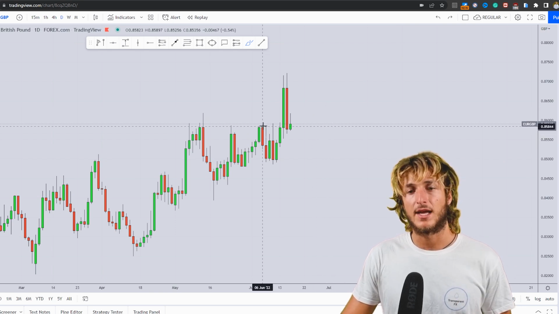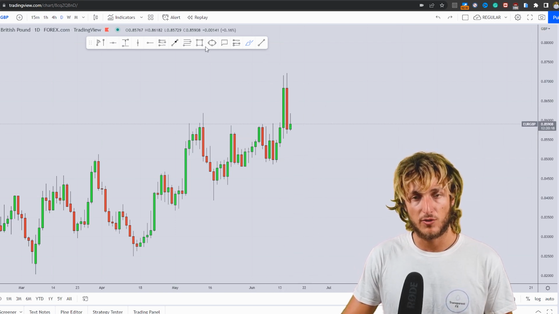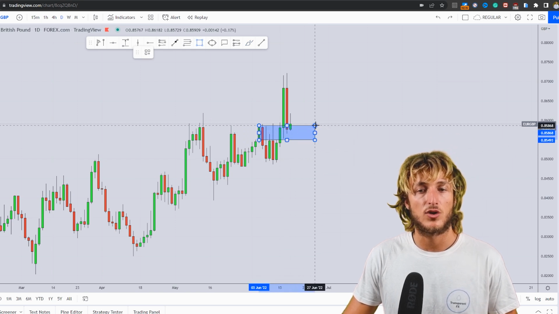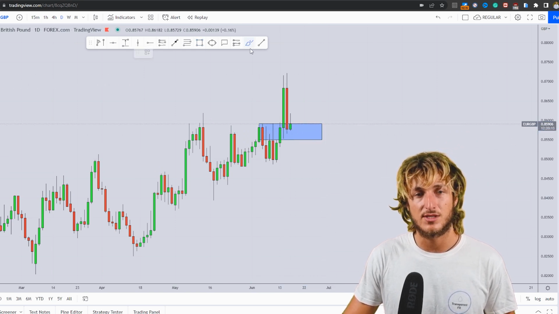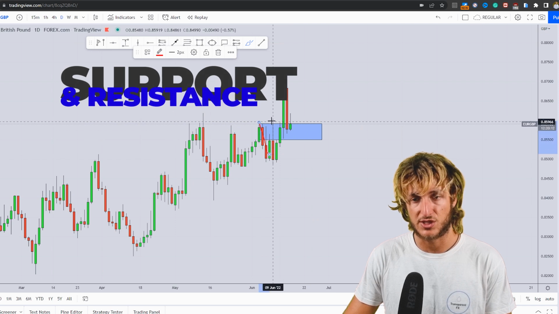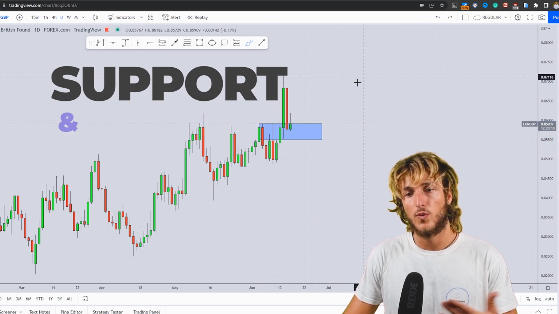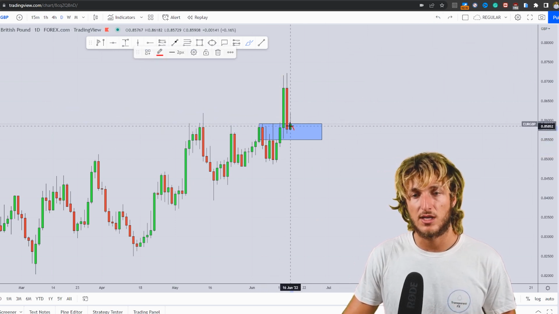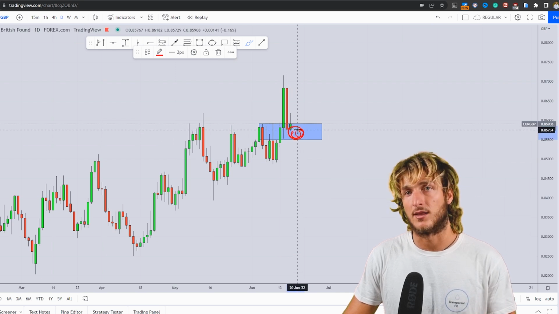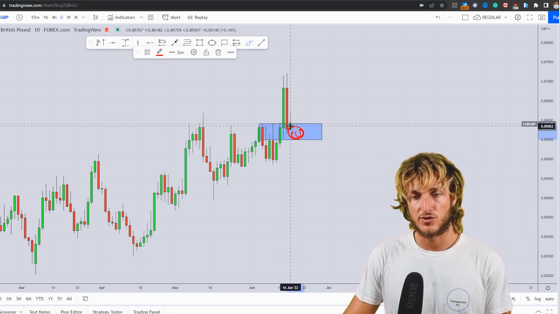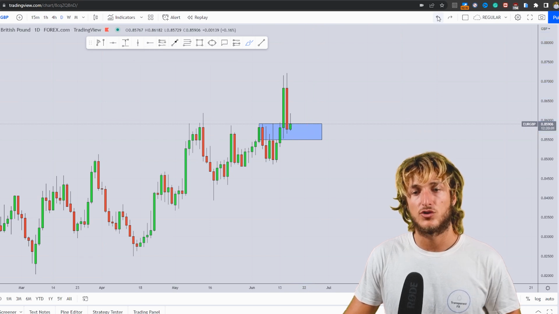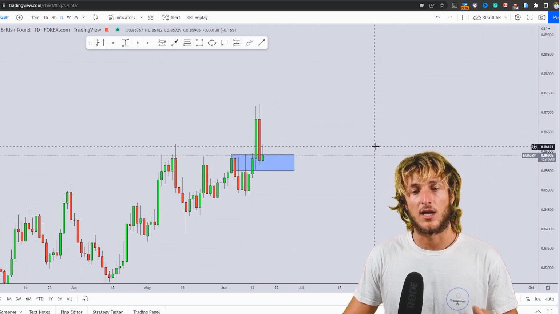Now, at the moment, as we have completed this W formation, this means that we are currently also testing previous daily resistance, which was resistance here and again resistance here, which now that the market has broken to the upside has turned here into support and demand. And as we are testing previous resistance turned support, a rejection to the upside definitely seems a possibility.